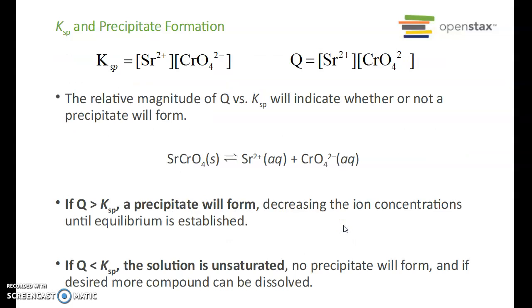So for precipitate formation, the relative magnitude of Q versus Ksp will indicate whether or not a precipitate will form. If Q is much greater than Ksp, a precipitate will form. That decreases the ion concentrations until equilibrium is established. However, if Q is less than Ksp, the solution is unsaturated. No precipitate forms, and if desired, more compound can be dissolved. When Q equals Ksp, the solution is saturated, just exactly at the point of precipitation.